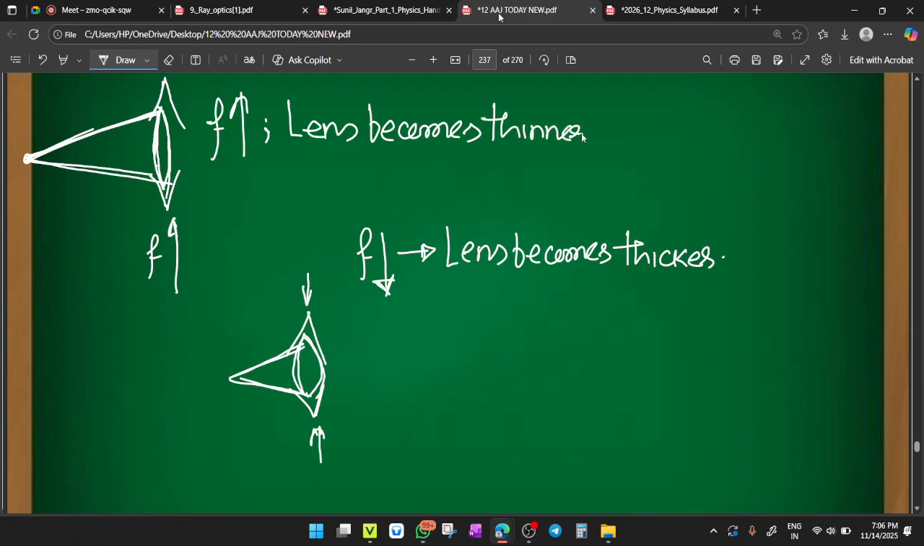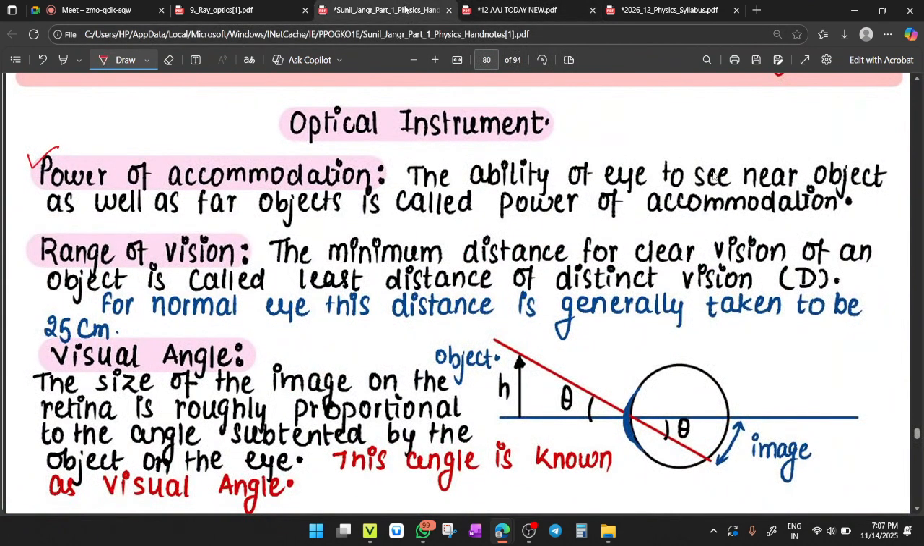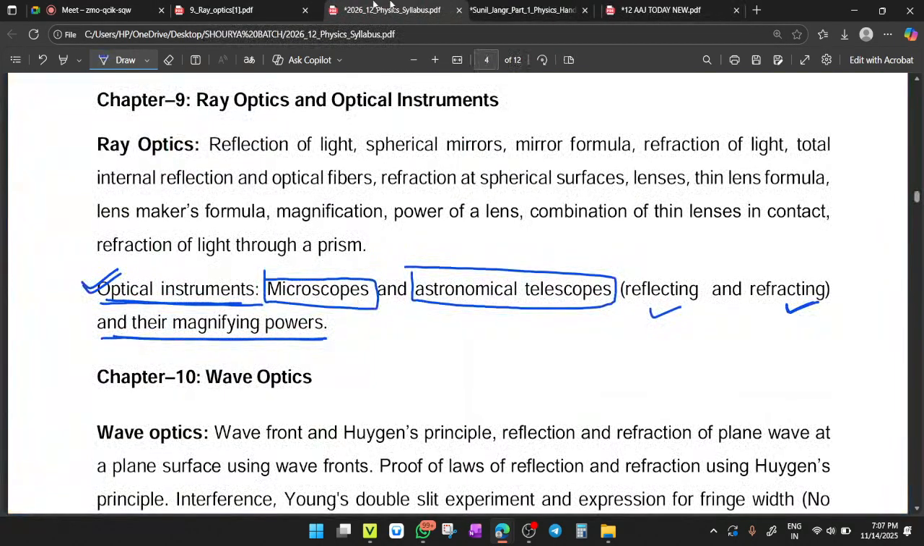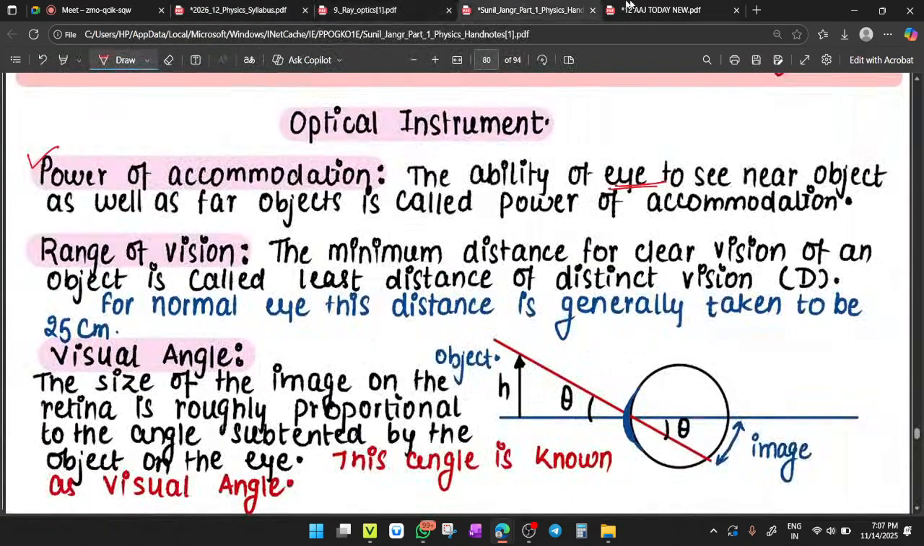Clear, students? So this ability of the eye to change its focal length, becoming thinner and thicker, is called power of accommodation. It is the ability of the eye lens to change its focal length, the ability of the eye to see the near object as well as the far object. When the object is far, the focal length will be more, and when the object is nearer, the focal length will be less. Clear? So this ability of a lens is called what? Power of accommodation.